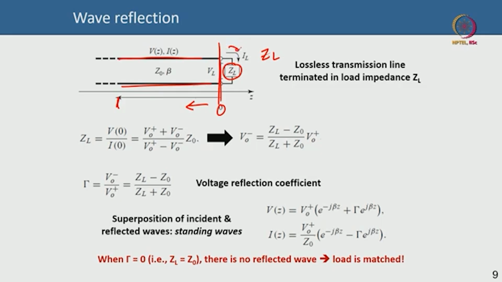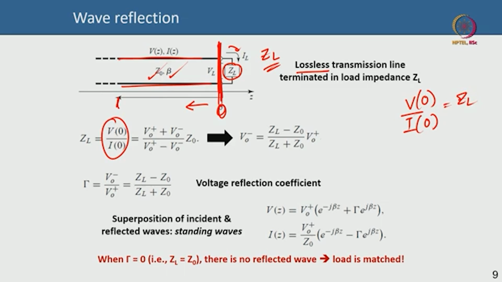Suppose this transmission line is lossless, and so the characteristic impedance Z0 you can define as square root of L by C, and beta is the propagation constant, which is also like a wave vector. Now, how are we going to do the analysis around this transmission line which is terminated with a load of ZL? The load ZL can be defined by the ratio of the voltage at this point by the current at that point, and this point I have defined as 0. So, the voltage at point 0 over the current at point 0, that is your load impedance.